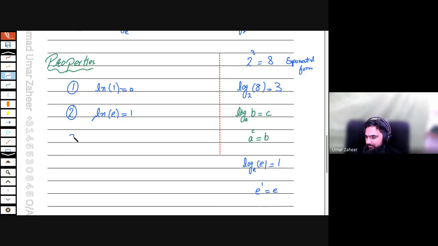The third one, if you're taking the natural log of exponential of power x, okay, always remember the exponential and natural log are basically inverse of each other. What I'm saying?